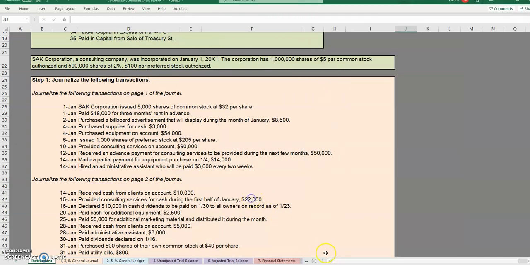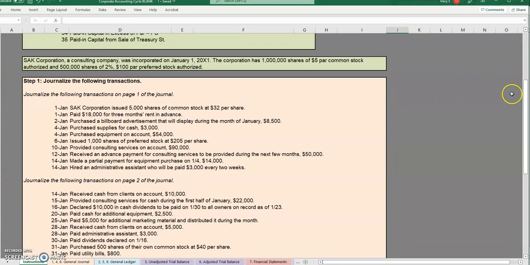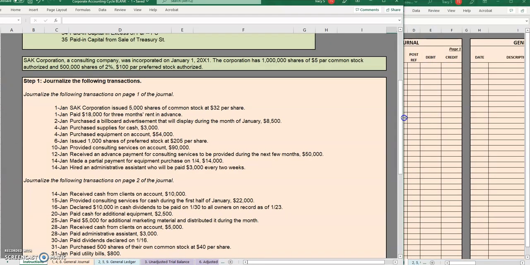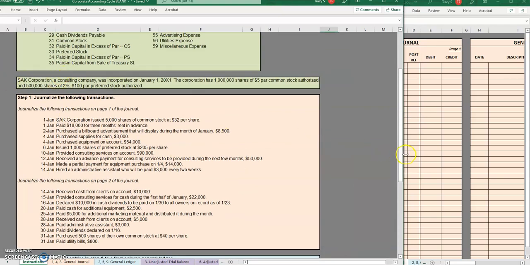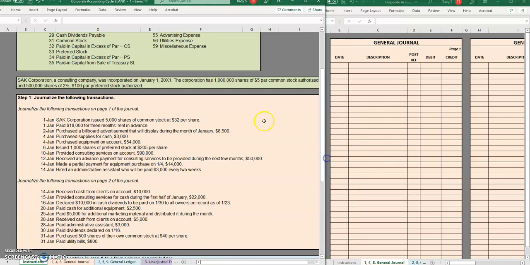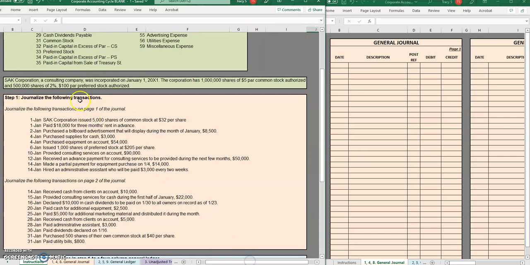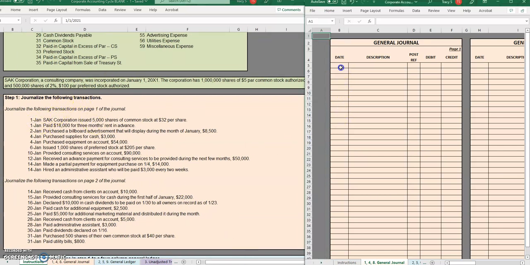So as you can see on the left-hand side of our screen, we have a series of transactions to journalize. Notice that this is the first month of operations for this corporation. They were incorporated on January 1st of, let's just call this year. And it does tell us how many shares of common stock and preferred stock are authorized. So let's take a look at this first one on January 1st.